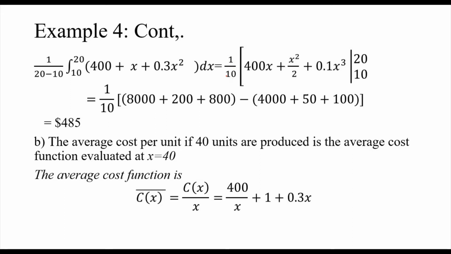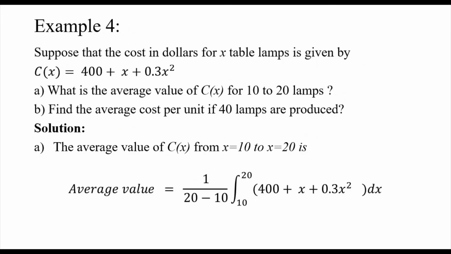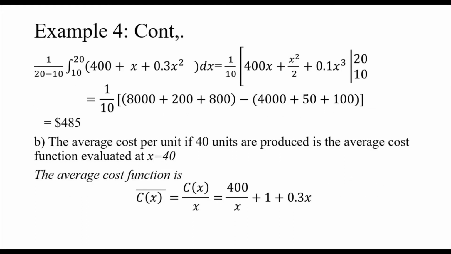If you integrate, then you will get 1 over 10 times 400x plus x squared divided by 2 plus 0.1x to the third from 10 to 20. And then you find the integration, multiply with 1 over 10, and you will get 485. So basically, we say the average value of the cost is $485.